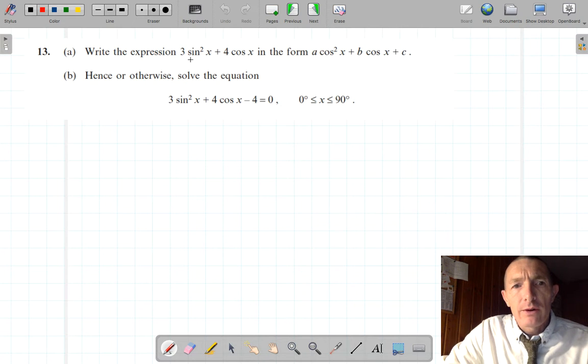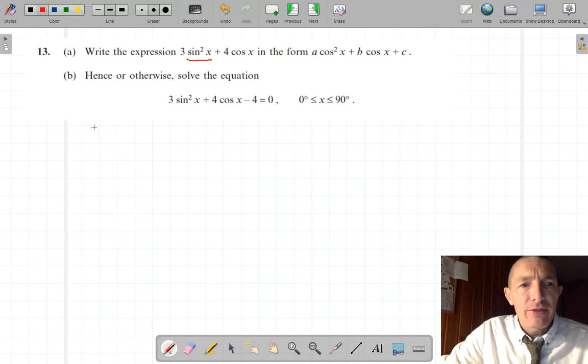Normally when you start with questions like this and you're asked to solve them, which we're asked to do later, the problem is we have sine squared x and cos x, and we want to get rid of either these or these. And sine squared x is always the easiest to get rid of, because I have a Pythagorean identity for it. I can replace sine squared x with 1 minus cos squared x, and that's on the formula sheet.